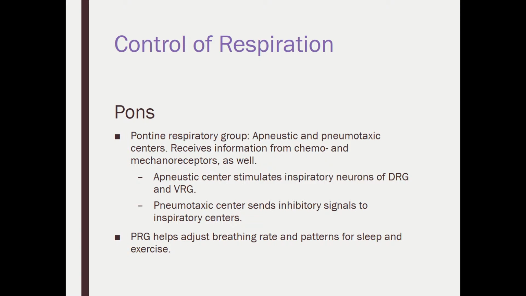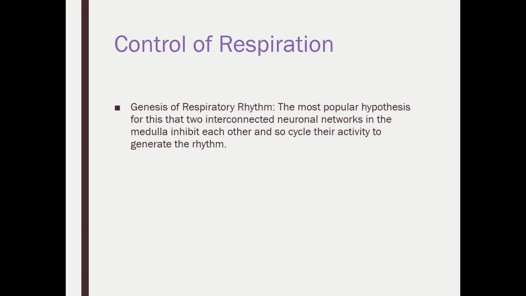And the pons respiratory group, PRG, of the apneustic and pneumotaxic centers, helps adjust breathing rate and patterns while we sleep and exercise. So essentially, we have these interconnected neuronal networks in the medulla, and they inhibit and stimulate each other, so they cycle in their activity to generate rhythm.